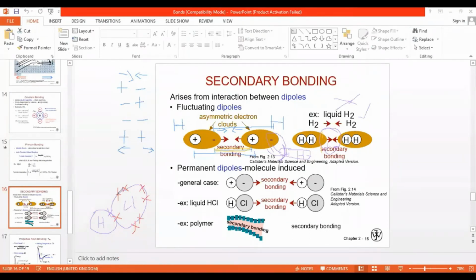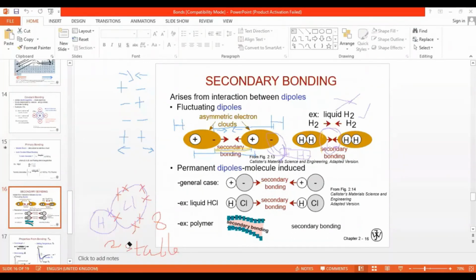With sharing of electron, it has 1, 2, 3, 4, 5, 6, 7, 8. So 8 electrons. Chlorine has 8 and hydrogen has 2, right? So now both of them are in a stable state, right? Both of them are in a stable state. Right, this thing is fine.